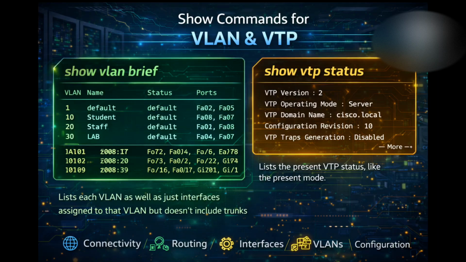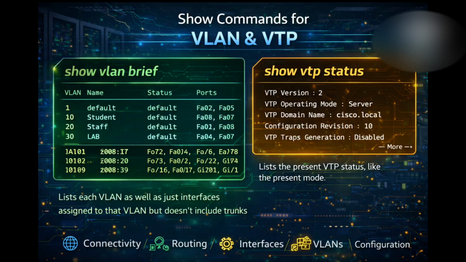Now let's verify VLAN configuration commands. First, show vlan. This command displays all VLANs configured on the switch along with the ports assigned to each VLAN. It helps you confirm whether a device is placed in the correct VLAN.